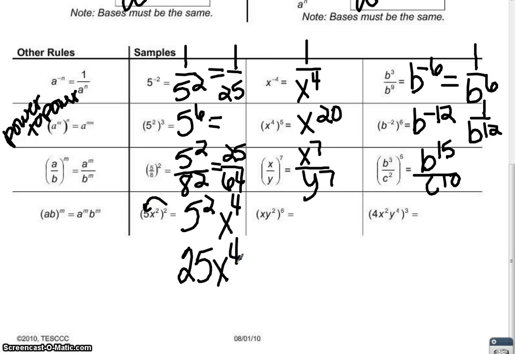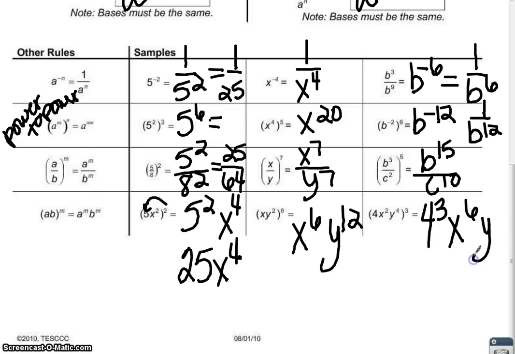Okay, let's look at the next example. If I distribute this 6 to both the x and the y, I have x to the 6th, y to the 12th. Again, 2 times 6 is where I got the 12 from. So let's look at this last example. I have 4 to the 3rd times x to the 6th, y to the 12th. Again, my 4 to the 3rd power is going to be 64. And then I've got x to the 6th, y to the 12th. Again, 2 times 3 is where I got the 6 from, and the 4 times 3 is where I got the 12 from.